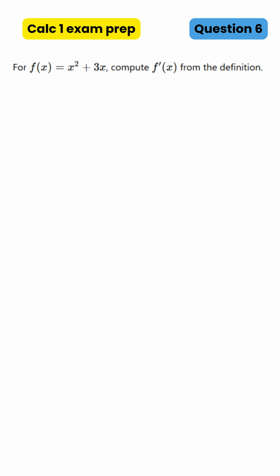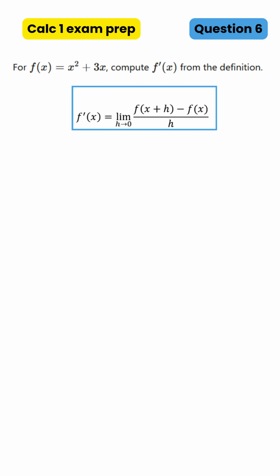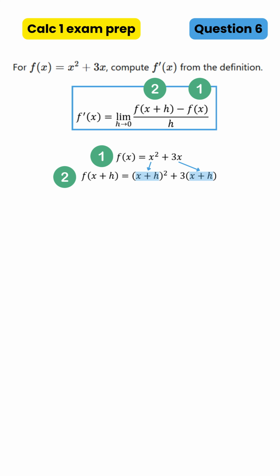When they ask for f prime of x from the definition, we use the first principles limit. There are two ingredients we need, f of x and f of x plus h. We already have f of x from the question. To get f of x plus h, replace every x with x plus h. Nothing else changes. Now substitute both into the first principles formula.